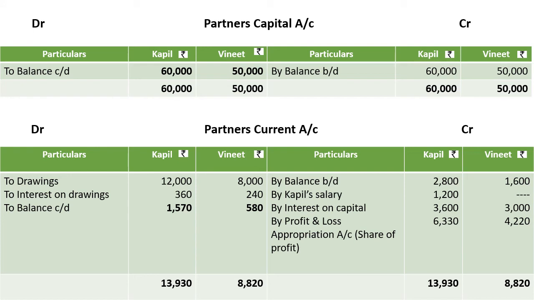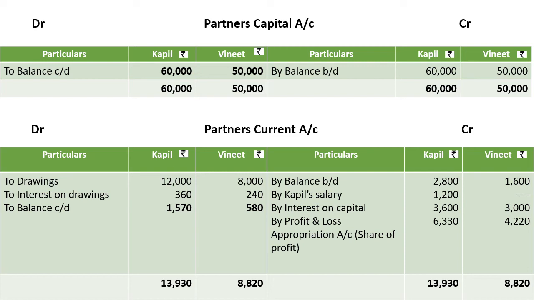Now look at partners capital account. I have brought down their capital balances to the partners capital account. Credit side, by balance brought down 60,000 and 50,000, and there is no additional capital introduced and withdrawal of capital during the year. So we can close as it is. To balance carried down 60,000 and 50,000. This closing balance can be brought down to balance sheet.